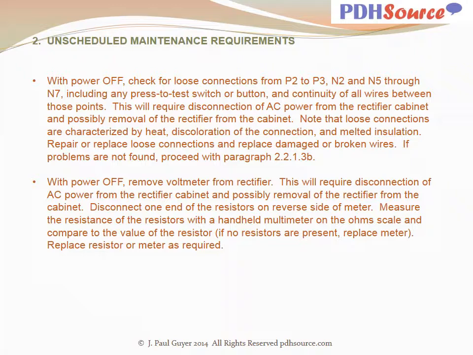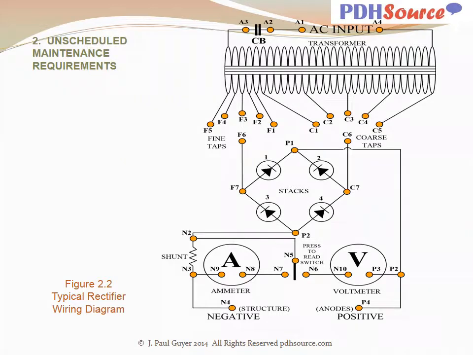With power off, remove voltmeter from rectifier. This will require disconnection of AC power from the rectifier cabinet and possibly removal of the rectifier from the cabinet. Disconnect one end of the resistors on reverse side of meter. Measure the resistance of the resistors with a handheld multimeter on the ohms scale and compare to the value of the resistor. If no resistors are present, replace the meter. Replace resistor or meter as required. Figure 2.2 is a typical rectifier wiring diagram.